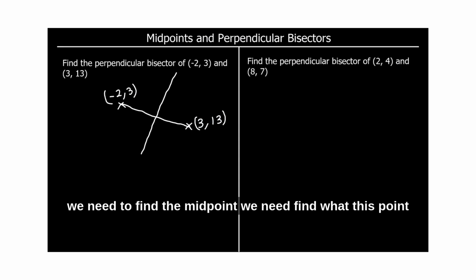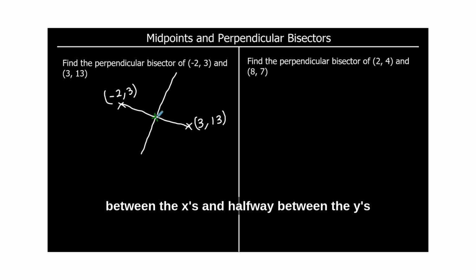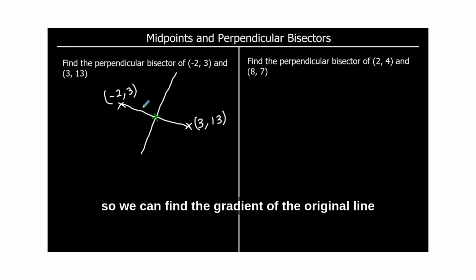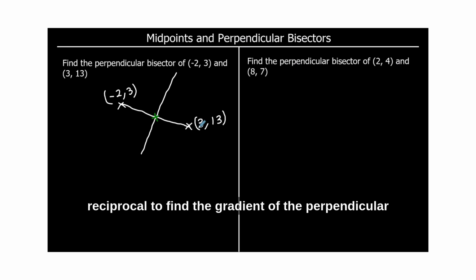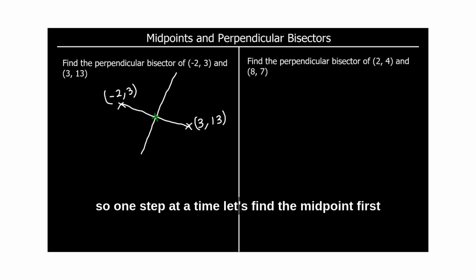So we need to find the midpoint. We need to find what this point is, which we can do by going halfway between the x's and halfway between the y's. Then we're also going to have to find the gradient. So we can find the gradient of the original line, and then flip a minus, do the negative reciprocal to find the gradient of the perpendicular line. So one step at a time. Let's find the midpoint first.